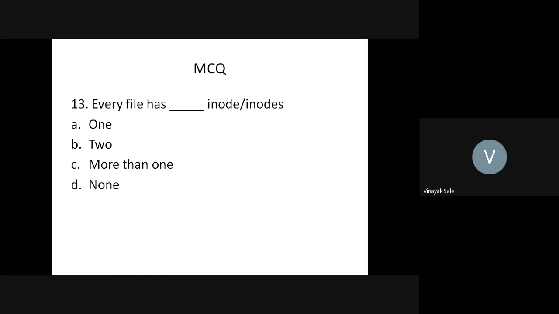The next question, every file has inode or inodes: one, two, more than one, or none. So every file has one inode.